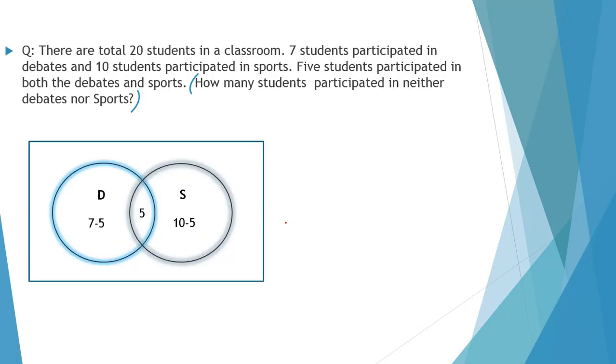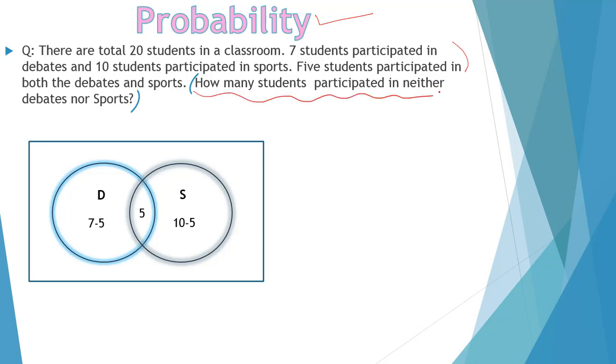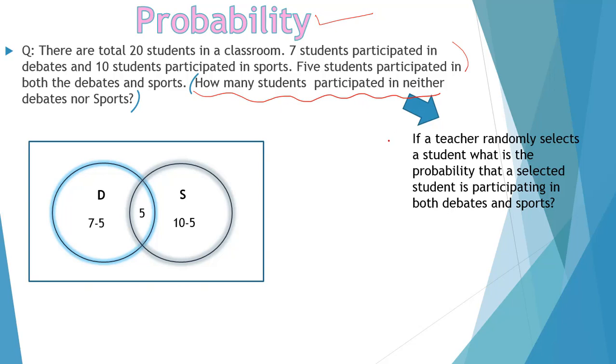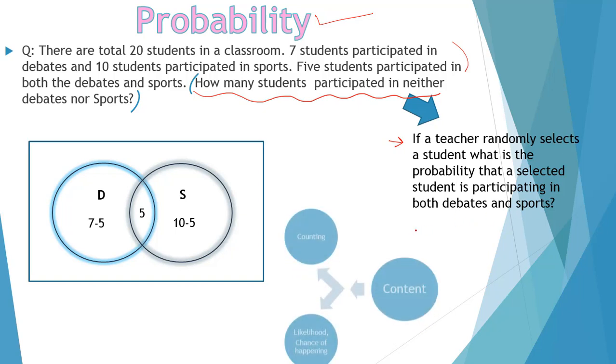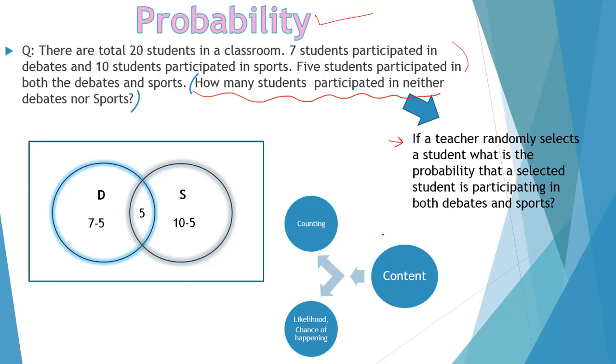Our next lecture would be based on probability, and let me create a teaser for you. We have already solved this counting problem, and I'm going to convert this counting problem into a probability problem. Keeping the same scenario, we have to change this requirement. If a teacher randomly selects a student, what is the probability that the selected student is participating in both debates and sports?